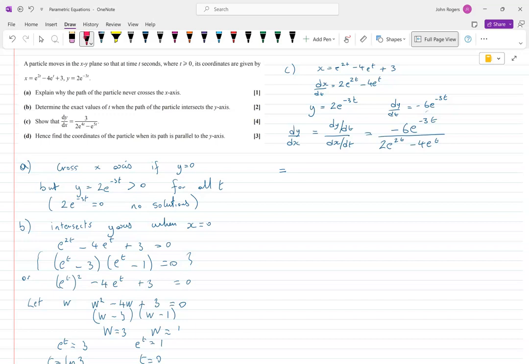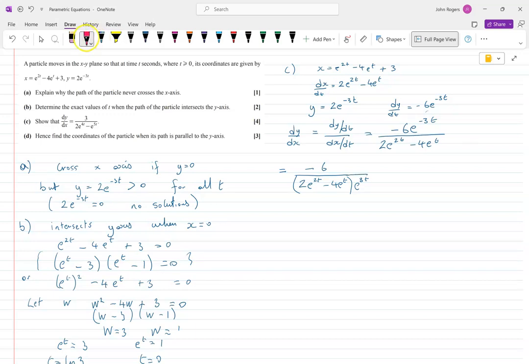So we can take that e to the minus 3t on to the bottom. So that's minus 6, 2e to the 2t minus 4e to the t, all times by e to the 3t. Okay, because that negative index on the top becomes a positive on the bottom.